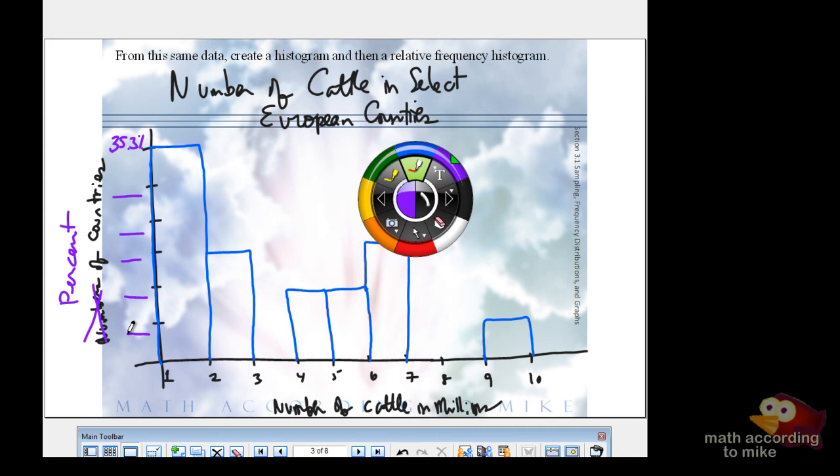Because if this had 6 out of 17, it's still going to be the highest rectangle. So proportionally, they should all be the same proportion. These guys aren't going to raise up because their frequency didn't increase. Just the interpretation would be, instead of saying number of countries, it would be percent of countries. So this would then change to percent. Other than that, the interpretation would be the same.